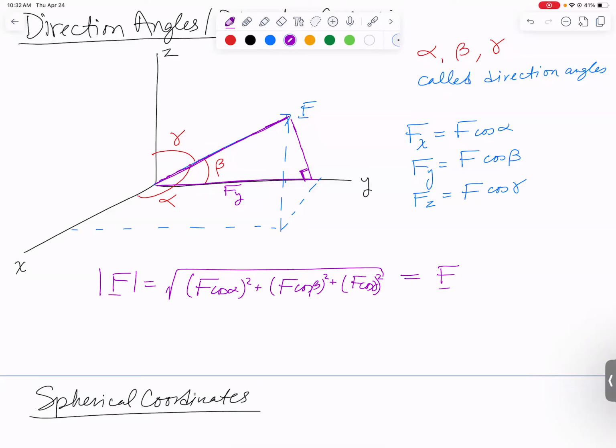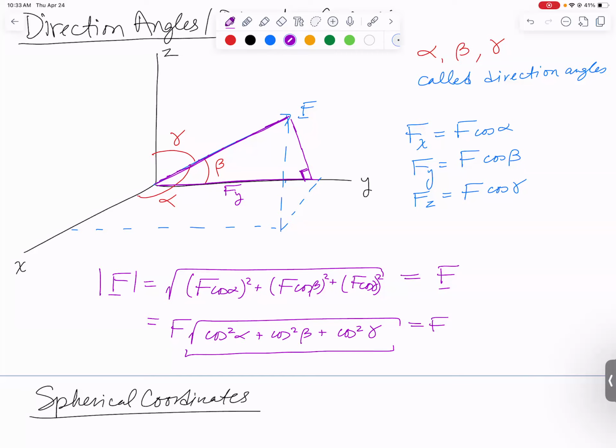That means if I pull those f squareds out of the square root, this is equal to f times the square root of cosine squared alpha plus cosine squared beta plus cosine squared gamma. Well, the only way that can equal f is if the quantity under the square root equals 1. So if I know alpha and I know beta, then I can use this set equal to 1 to solve for gamma.